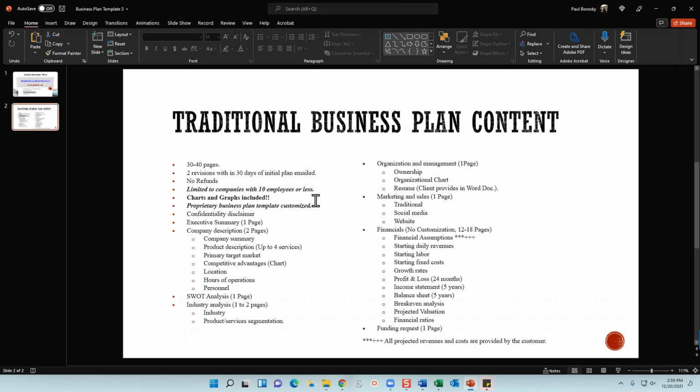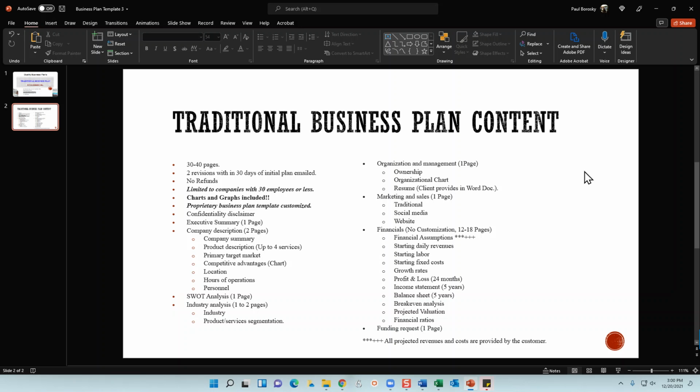This business plan is good for about 30 employees. It's good for restaurants and small businesses. However, if you are a huge conglomerate, this traditional business plan is not going to meet your needs, and we'll have to have a different discussion. It does include some charts and graphs. Like I said, it starts with a template, but I customize it moderately and put your information in there. It is a proprietary template I start with, and that is customized.